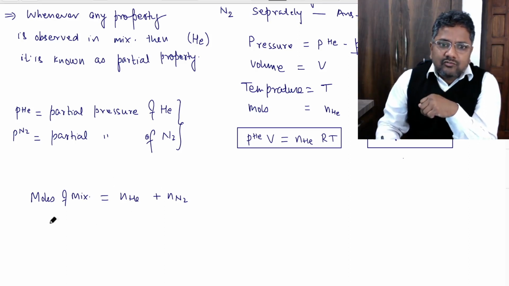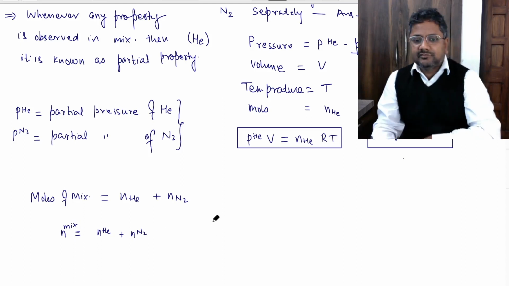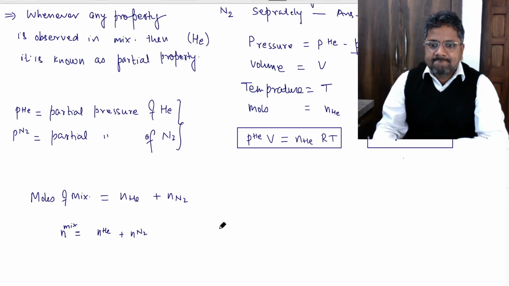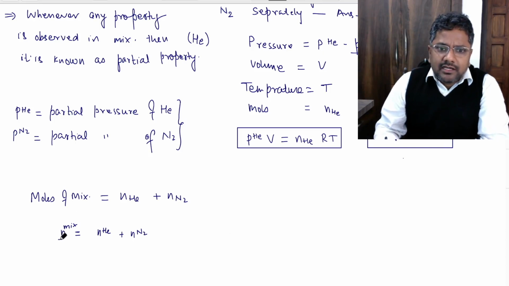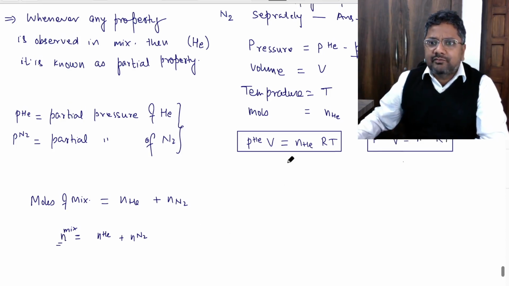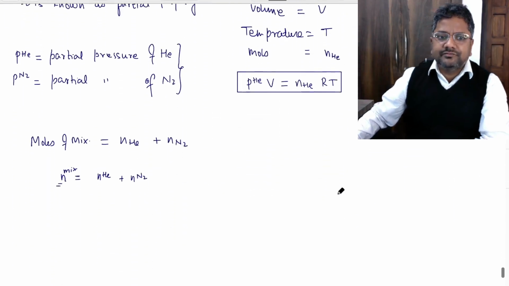So let the total moles be N. So N is equal to N mixture. So N is equal to moles of helium plus moles of nitrogen. Right? Yes, we can write. Now, for moles of mixture, what can we write here? Moles of mixture is equal to P mixture V by RT. We can very easily write.